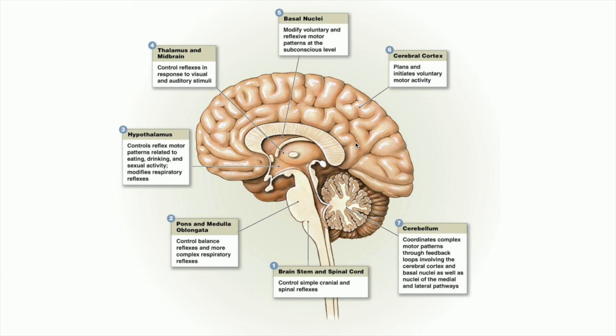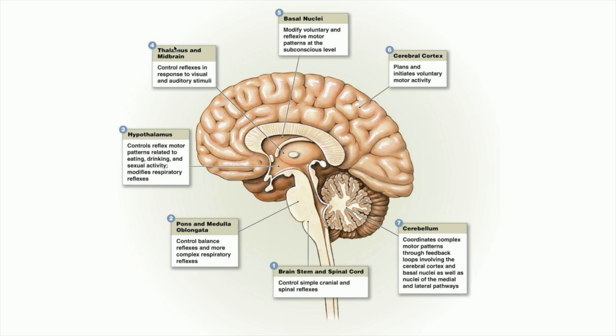There are multiple levels of somatic motor control, each one getting more complex. So the simplest is the brainstem and the spinal cord, which controls simple reflexes. Those might be monosynaptic reflexes. Then the next level up is the pons and medulla oblongata. They control more complex balance and respiratory reflexes. And the next higher up is the hypothalamus, which controls reflexes related to eating, drinking, and sexual activity. And any of these centers can influence the centers below it, but not above it.